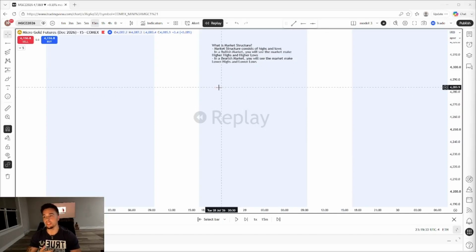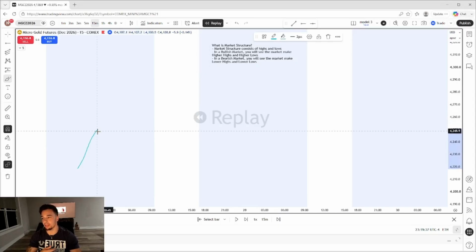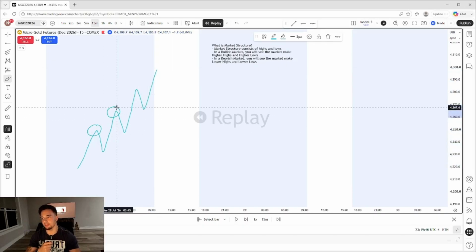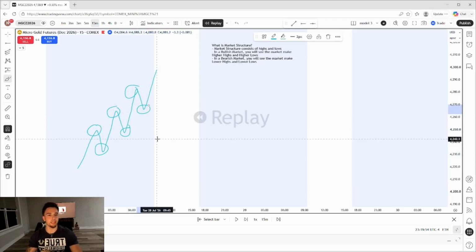So obviously in a bullish market, you'll see a bunch of higher highs and higher lows. So what does that mean, right? Every single high is going to be higher than the previous, and every low is going to be higher than the previous, right? So what does that easily indicate? That easily indicates that we are in a bullish market or a buying market, right?